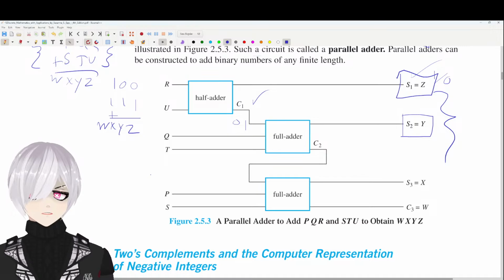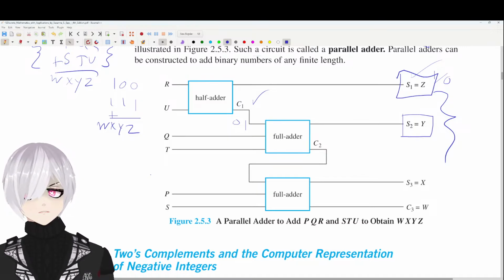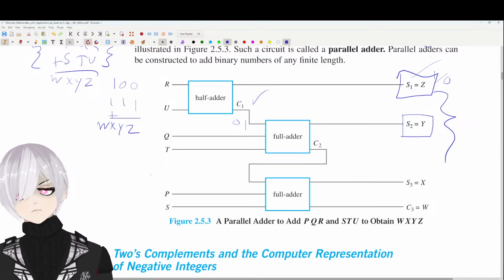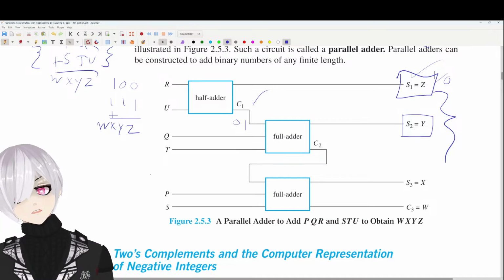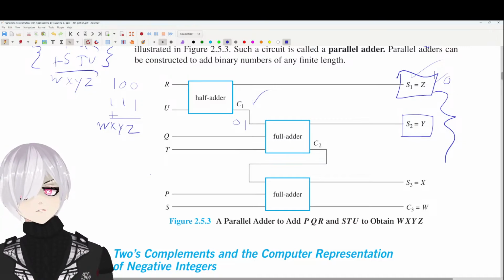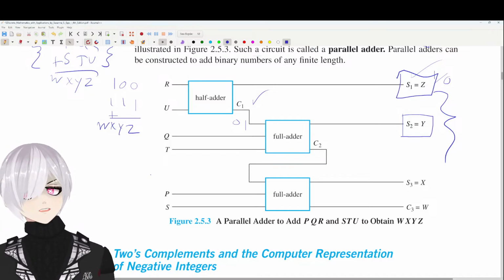Well, I see half adder, full adder, which makes me think maybe this is just how it works. I wonder how it would look for a 4-digit addition. I think you would kind of do the same thing another time. That's what I'm guessing.